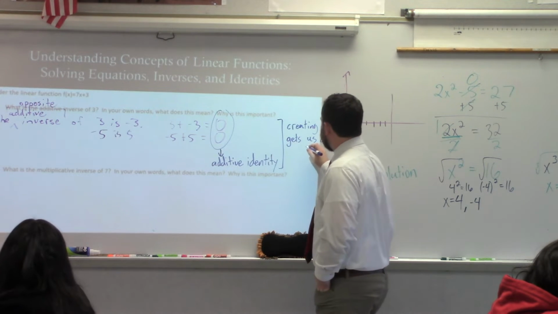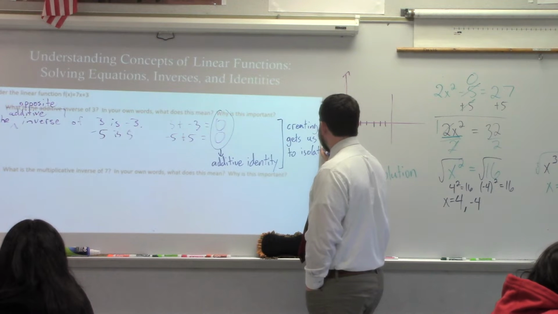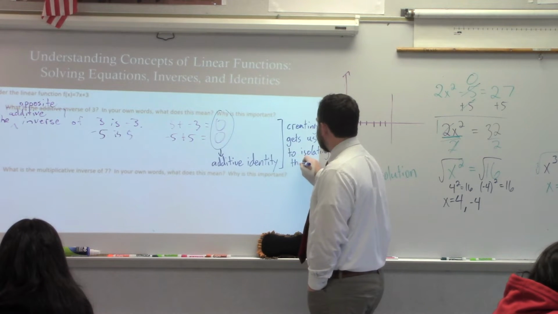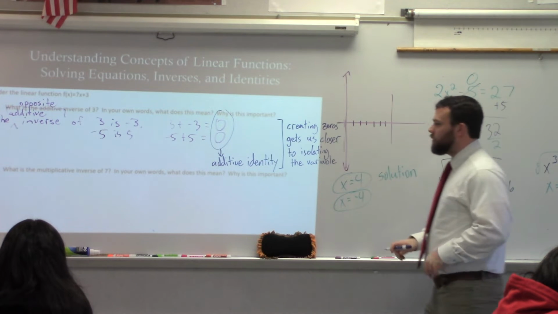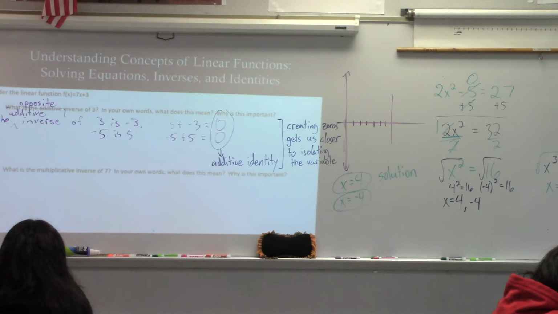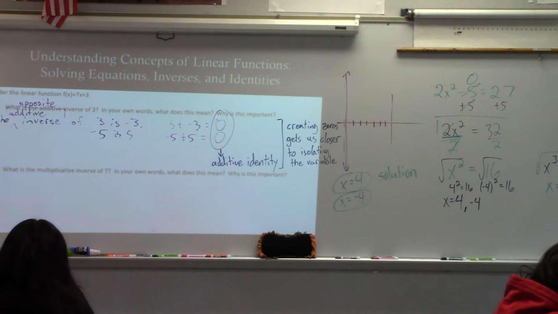Creating zeros gets us closer to isolating the variable. So creating those zeros gets us closer to isolating that variable, and that's going to be important when it comes to solving equations in the future. We've got to have those additive inverses. If what you wrote looks nothing close to that, and you just sprout off to the side, it's fine. It's your notes.